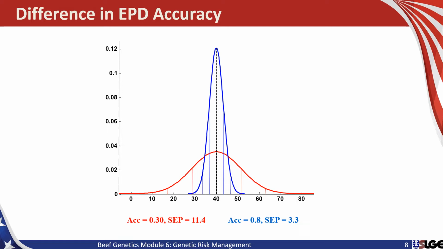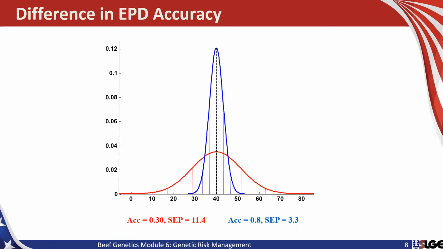The one in red represents an accuracy typical of what we might see in a yearling bull that's offered for sale here in the United States for use in natural service. He has an accuracy of 0.3. That's typically associated with an animal's pedigree and own performance record being included in the genetic evaluation in a proper contemporary group. The bull in blue has an accuracy of 0.8, and you'll notice that that distribution is much narrower.